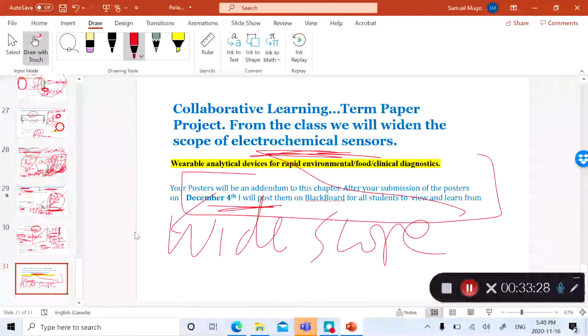So again, I'm going to post the posters that you give me, for every student to see what each one of us has been doing. And so that's all that I'm going to say, really, about potentiometry. It's a very wide topic, or electrochemical sensors in general. But I hope, from what I have summarized, you've gotten bits and pieces of the scope and the bird's eye view of the application of this important technique, especially in our day for wearable devices.